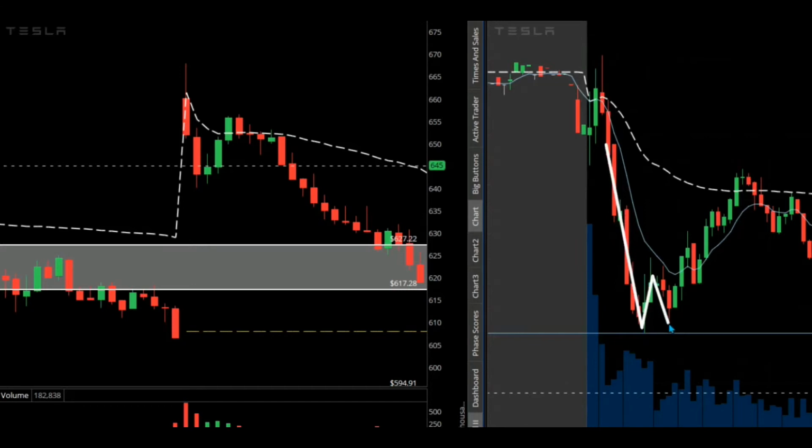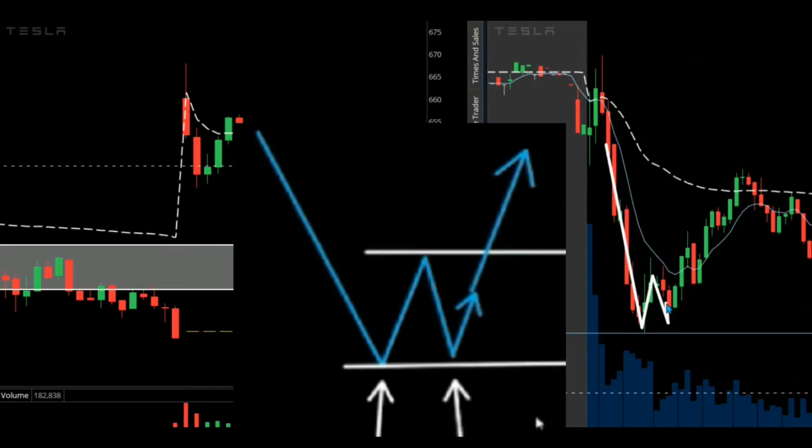So I was looking at, we sold off, right? Came up, retested, and then we bounced. So what I'm going to do is I'm going to leave this drawing here.